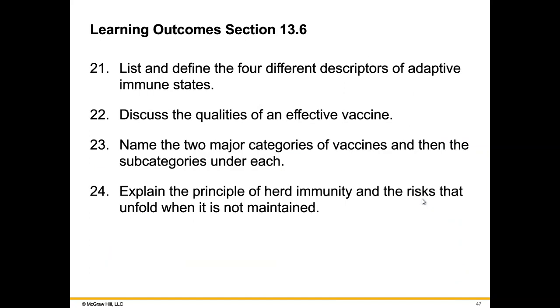All right. So let's look at our next section, learning outcomes for section 13.6. We're going to list and describe our 4 different immune system states. We'll discuss the qualities of an effective vaccine. We'll name the 2 major categories of vaccines, talk about some subcategories, and we'll explain what herd immunity is and the risks that unfold when it's not maintained.